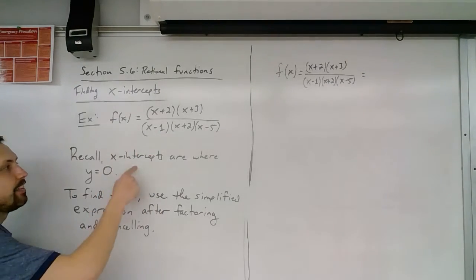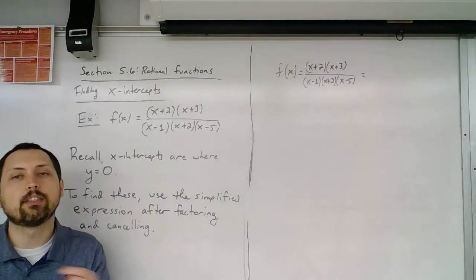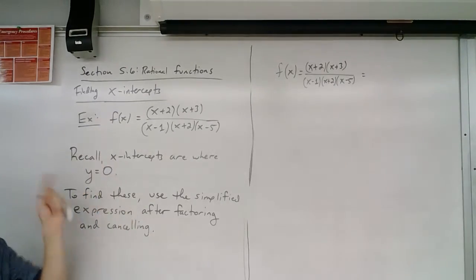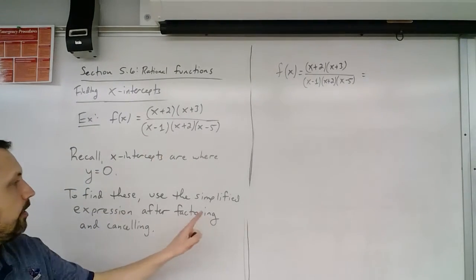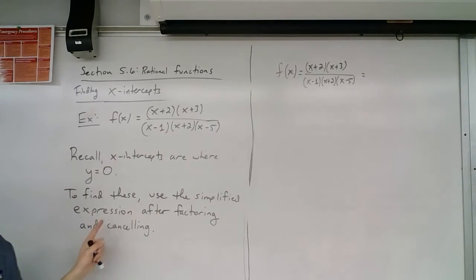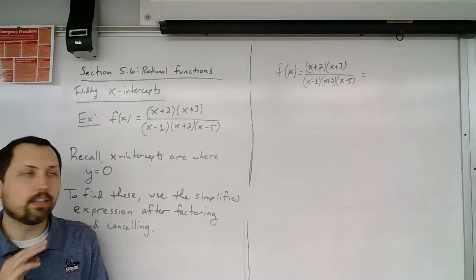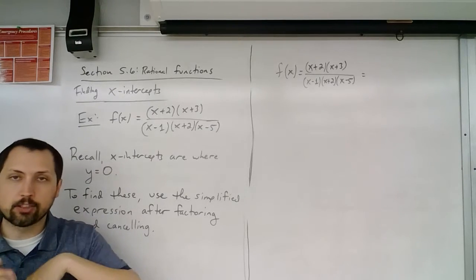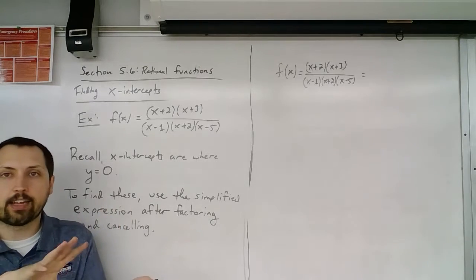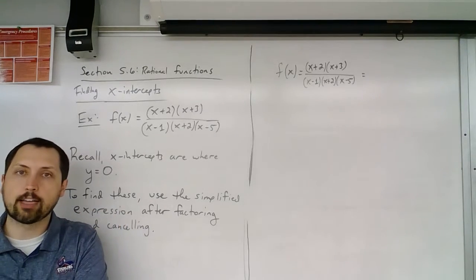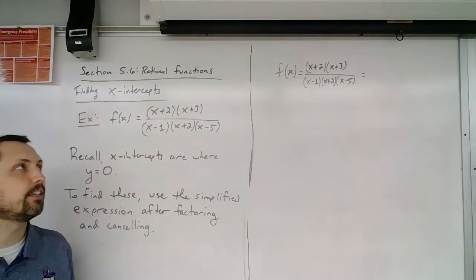That will just help us a little bit here. But remember, for y-intercepts, set x equal to 0. For x-intercepts, set y equal to 0. To do this properly, we want to use the simplified expression after factoring and canceling. Once it's factored and canceled, we're going to use that for our vertical asymptotes, and we're also going to use that here for our x-intercepts.